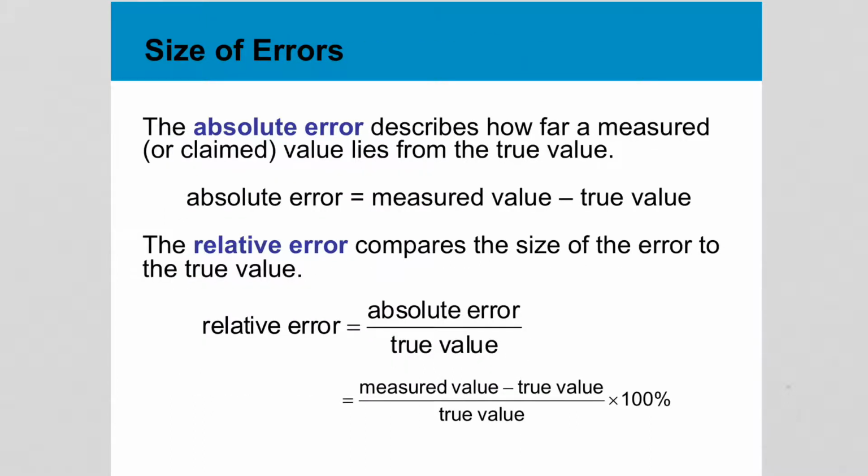The size of errors we can quantify by the absolute error or the relative error. The absolute error is the measured value minus the true value. That makes sense. And the relative error is that absolute error divided by the true value. So it's a percent.